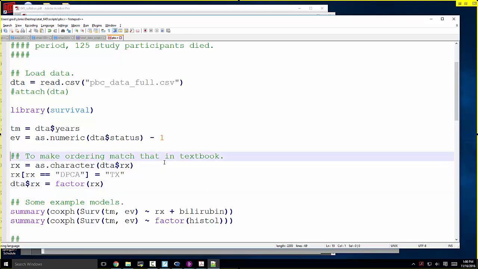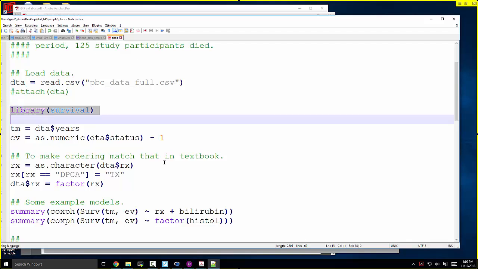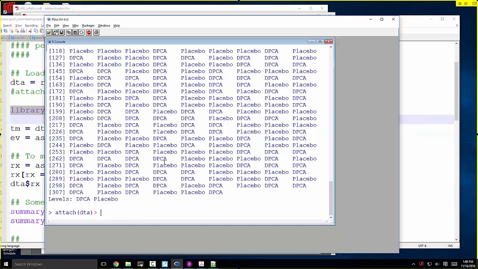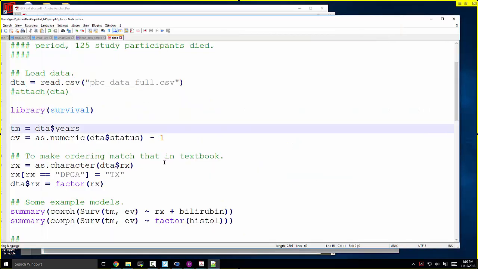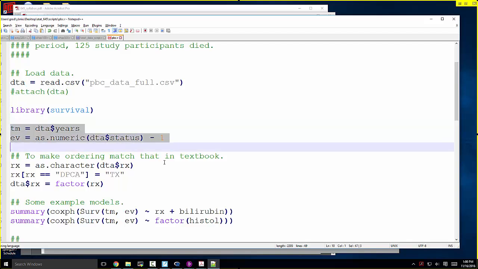So I prefer, as a general rule, to work with the with command and the $ command when working with data frames. So I'm going to comment out attach here. We'll probably have to make a couple of changes below to accommodate that. All right, so I'm going to load the survival package so we can do Cox models. And I'm going to set aside two variables, one for event time and one for event censoring indicator. So TM will be our time, EV will be event status, censoring indicator.